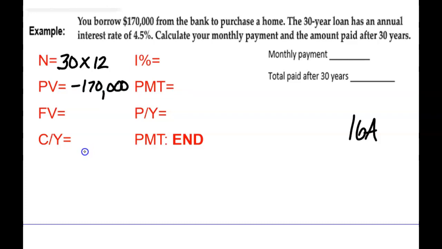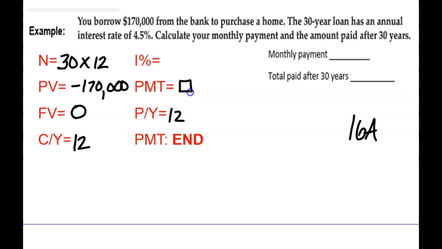Putting it negative, you can put it positive, it won't matter. The future value at the end of the loan, we want this to be down to 0. We're going to leave P per Y and C per Y at 12. The payment is what we're going to try to find.